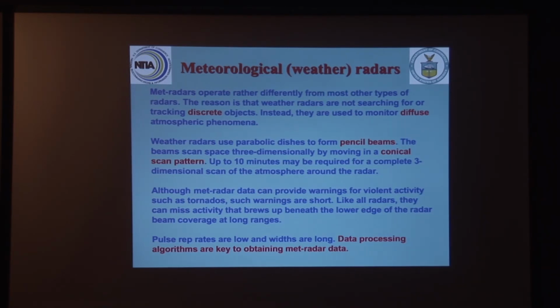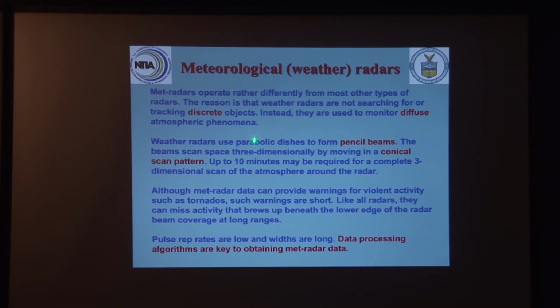Meteorological, these are weather radars, usually just called MET radars. MET radars are a class unto themselves, and you could spend a lifetime studying them and developing them. The basic thing to remember, I think, about Met radars is that they're not looking for discrete objects, which is what most other radars are looking for. Instead, they're looking for diffuse atmospheric phenomena. They get really, really weak returns off of atmospheric phenomena, and they are looking at very extended phenomena.